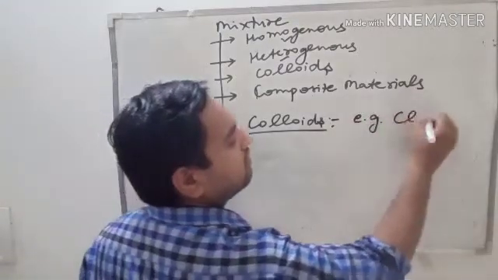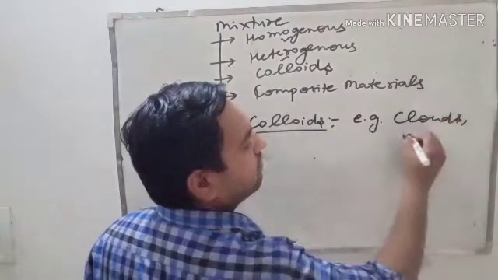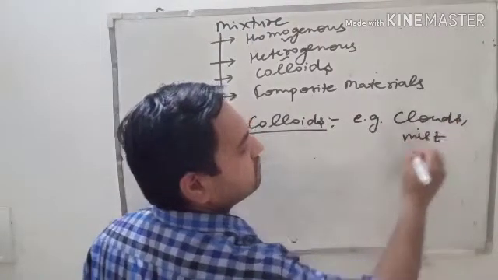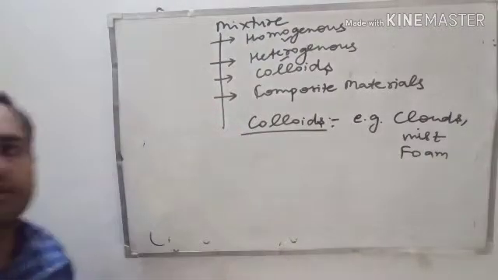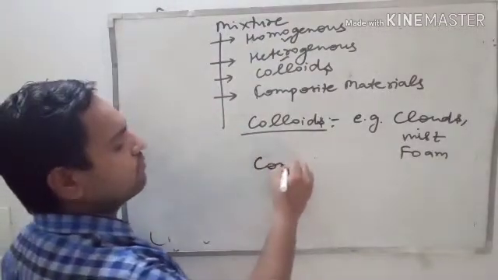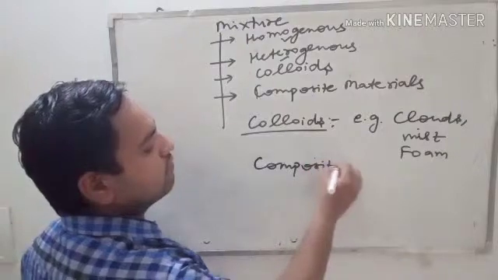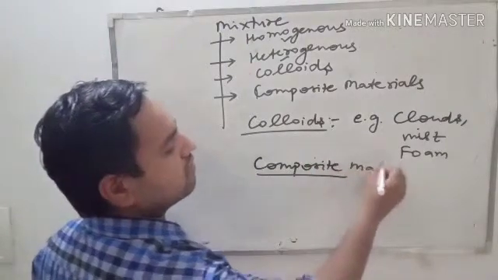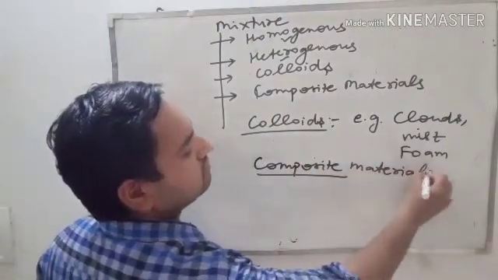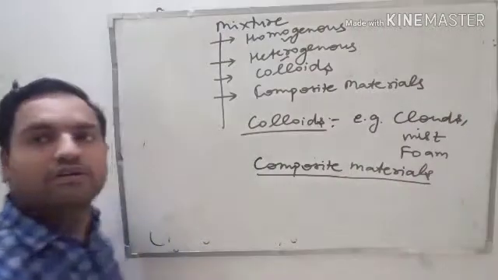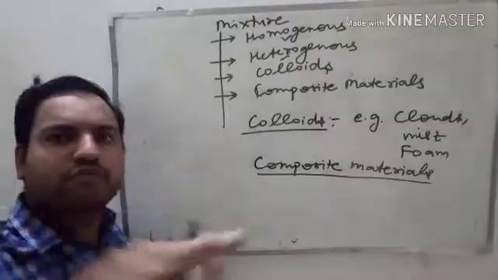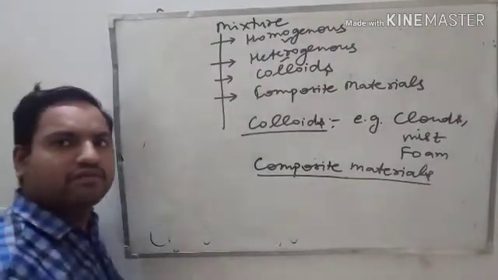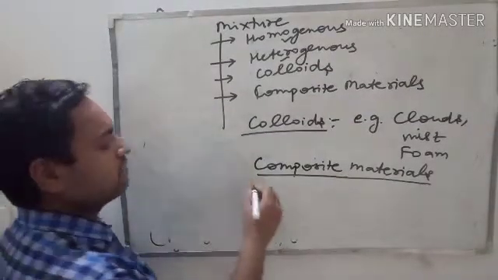Examples are clouds, mist, foam, like that. All these things come inside colloids. What are composite materials? Composite materials are also not pure substances. They are made up of different anonymous particles, different types of particles. We cannot confirm what the different particles are, what the composition is.